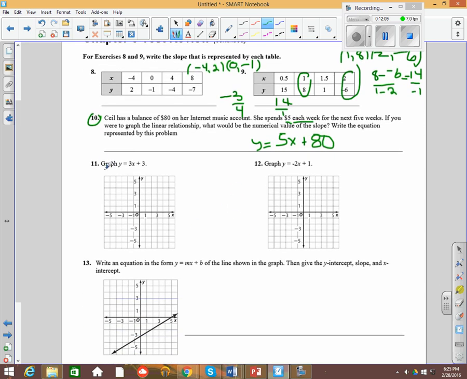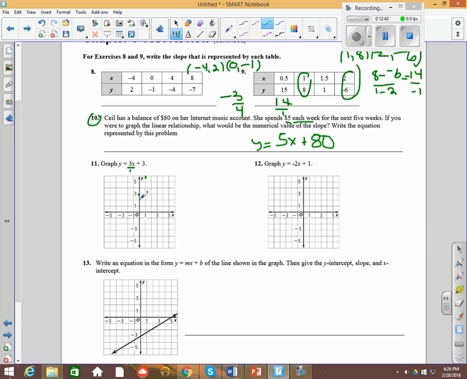Starting at number 11, graph. So in order to graph this, we see 3 is the y-intercept. Okay, y equals 3x plus 3. Positive 3 is on the y-axis, so we're going to mark 3 on the y-axis. So the slope is 3, positive, so I can go up 3 units, 1, 2, 3, and over 1, because that's understood to be 3 over 1. 1 is a whole number, that's the same as 3 over 1.